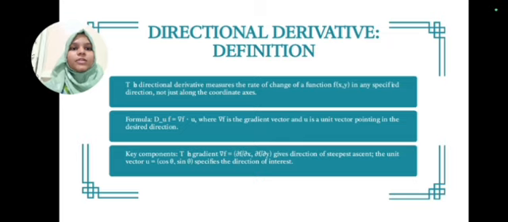Key components. Gradient del f is equal to (dou f by dou x, dou f by dou y) and gives the direction of steepest ascent. The unit vector u is equal to (cos theta, sin theta) and specifies the direction of interest.